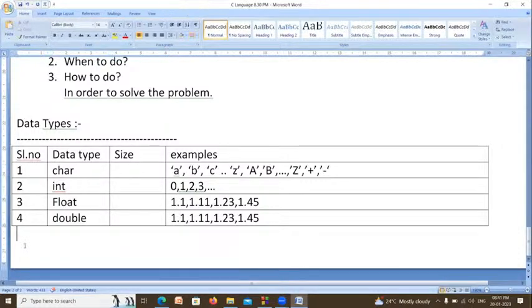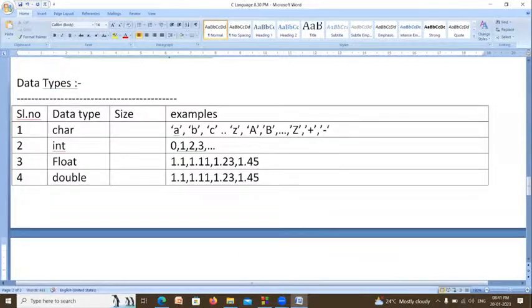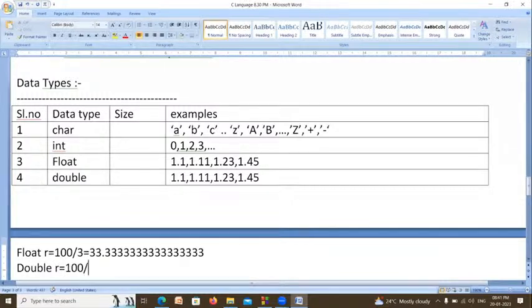The difference between float and double is like this. Suppose I am taking a float, result equal to 100 by 3. When you divide 100 by 3, what should be the answer? Tell me. The answer is 33.33333 and so on. Now I am creating a double. Double result equal to the same 100 by 3. Then also you will get the answer 33.33333 and so on.